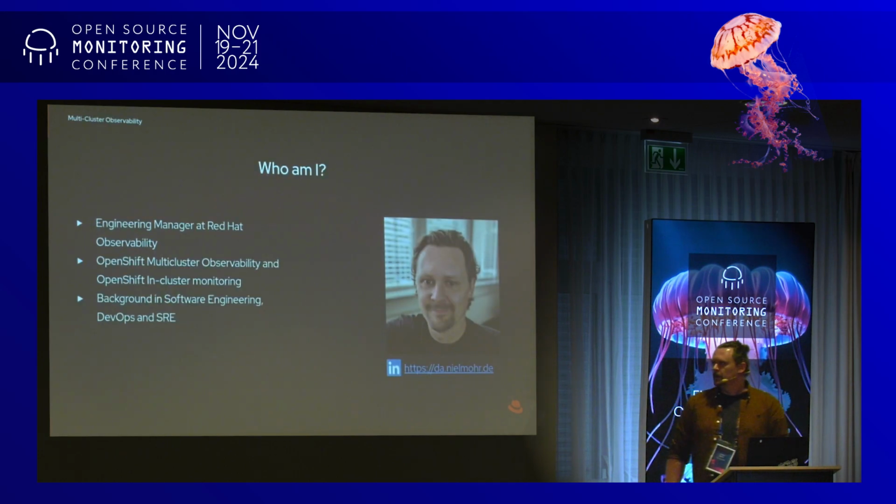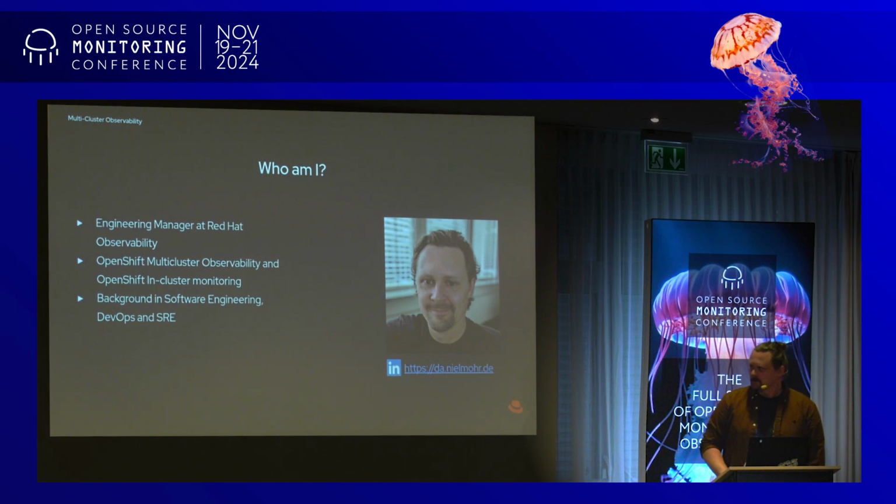So who am I? I'm an engineering manager at Red Hat. I'm part of the observability group. I'm currently responsible for our multi-cluster observability team, which is basically delivering our advanced cluster management observability product. And I'm responsible for the in-cluster monitoring team, which is the team which delivers the core components for monitoring in OpenShift. I have a background in software engineering. I've worked in automotive, in industrial manufacturing, in market research, and I've led DevOps and SRE teams in the past.